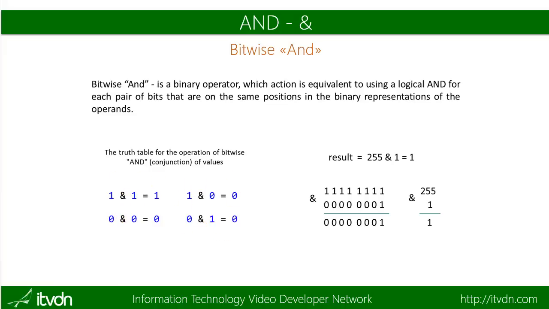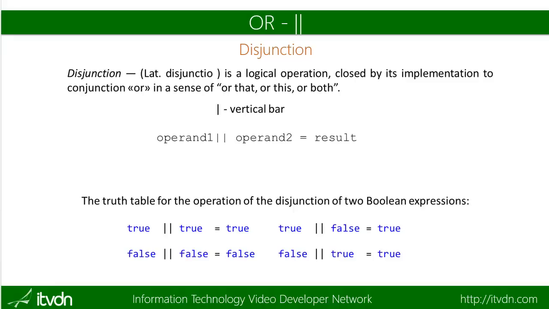So here we have an idea of conjunction, bitwise and logical statements. Let's move on to the next slide and look at something else. On this slide, what we're going to look at is disjunction. We use these double vertical bars to represent OR in C# language.